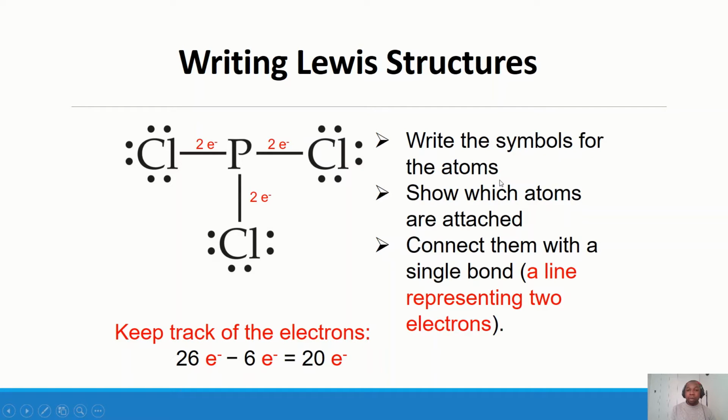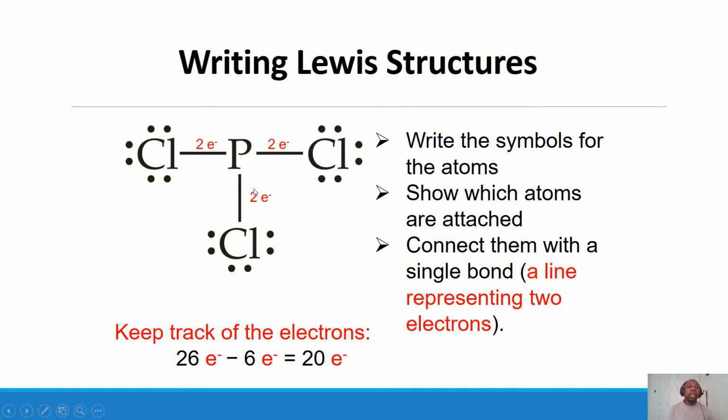So write the symbol for the atoms, then show which atoms are attached. Then you can connect them with a single bond. So that means the one electron here from chlorine and the one electron here from phosphorus are forming one bond. So this one bond is representing two electrons. Same thing for this and the same thing for this.